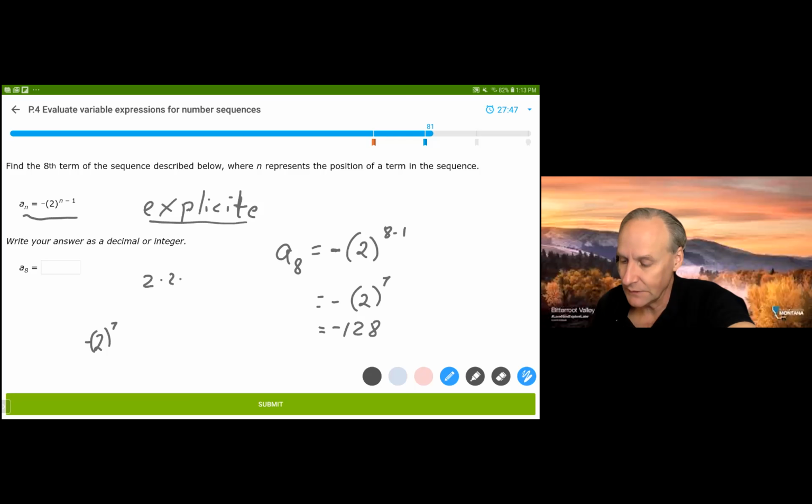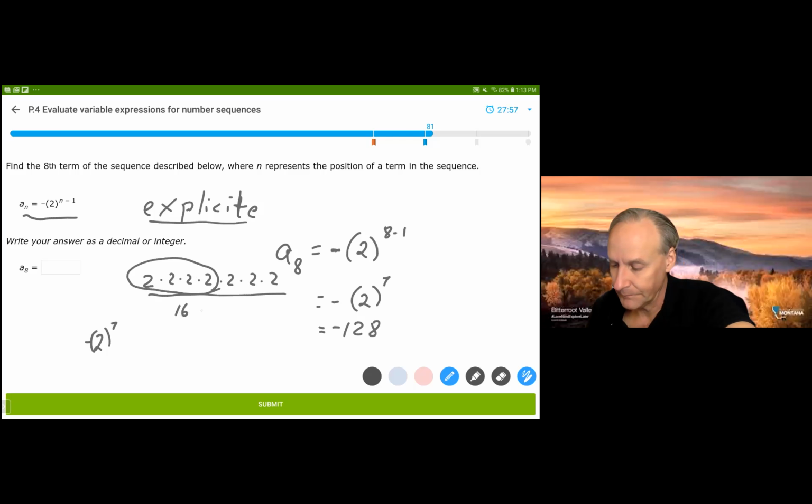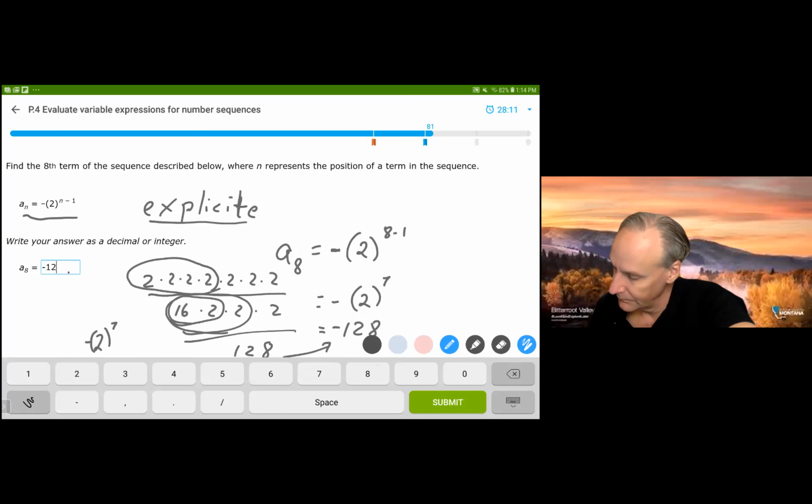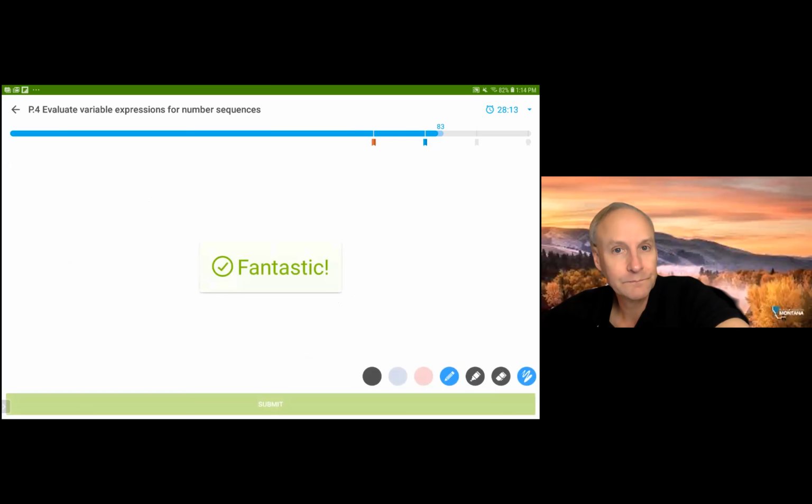We have 2 times 2 times 2 times 2 times 2 times 2 times 2 times 2. There are 7 of them. Well, we already know that this is 16, don't we? And we know this is 32, and we know this is 64, and we know 64 times 2 is 128. And don't forget the negative. There we go.